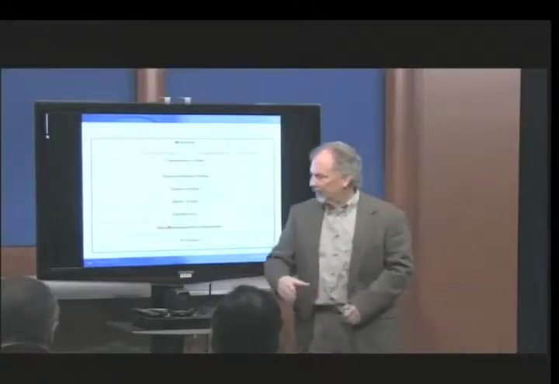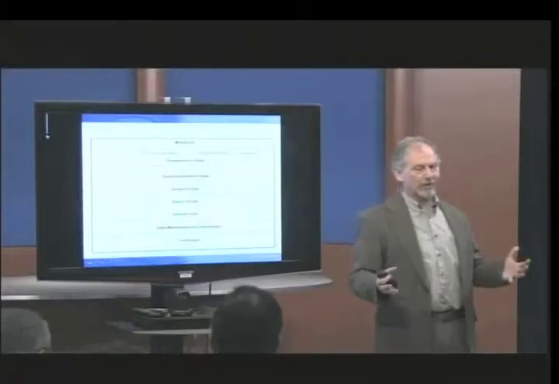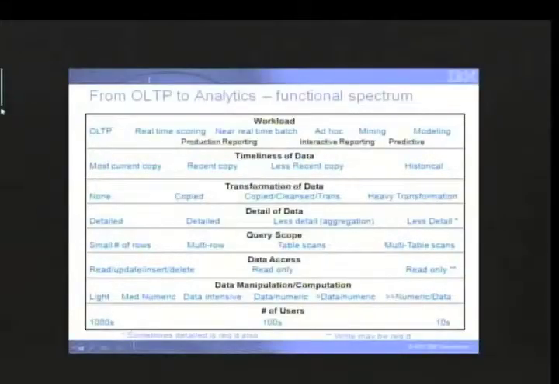Query scope. In the online environments, you're often looking at one row at a time, or a few rows at a time. And as you work your way over and start to do reports, multiple rows, multiple table scans, so the scope of the query in terms of its breadth can vary. Data access: the OLTP environment is optimized for read, update, insert, delete. That requires certain kinds of indexes and certain kinds of optimization. DB2 z/OS is very much optimized for this kind of activity. This is what B-tree indexes are for.